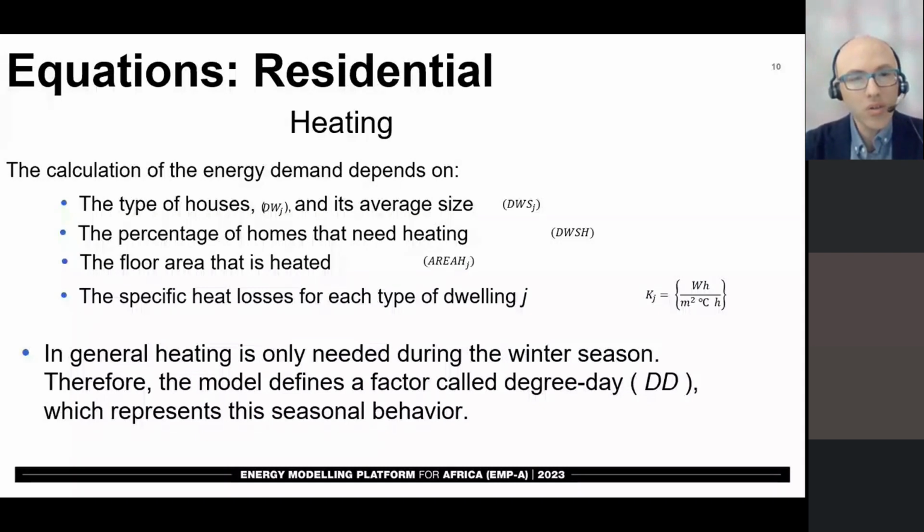In general, heating is only needed during the winter season, and we will need another parameter, a factor called degree day, which represents this season behavior. We will see the definition of this factor after, and also how to calculate the heat losses rate or how to estimate it. We'll see this in the next slides.